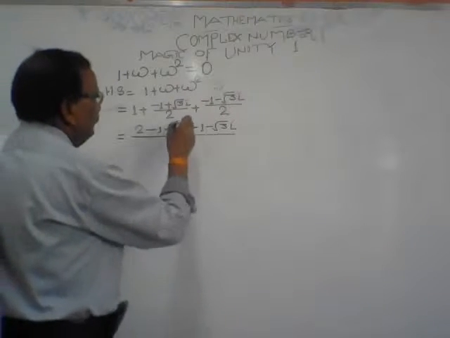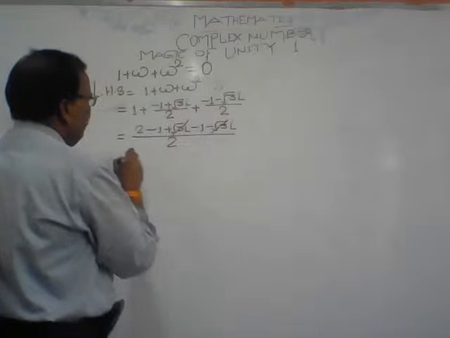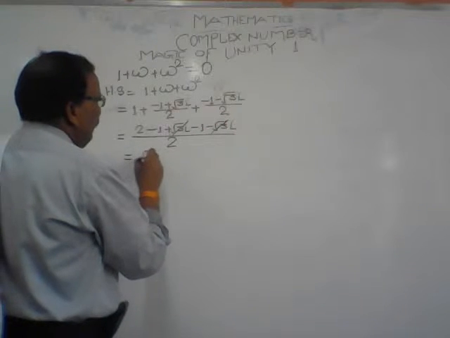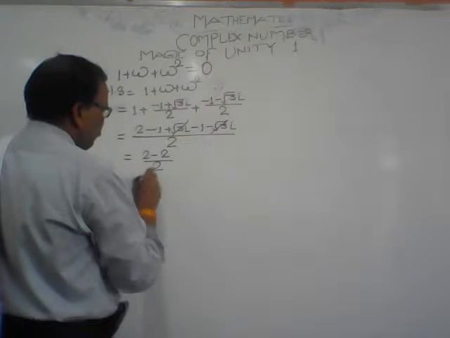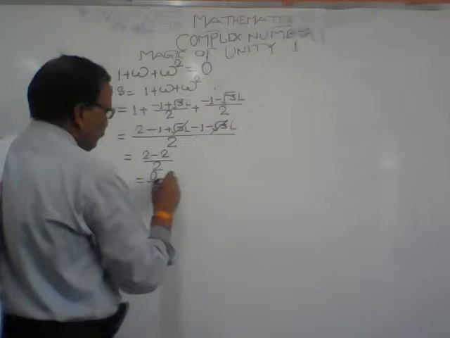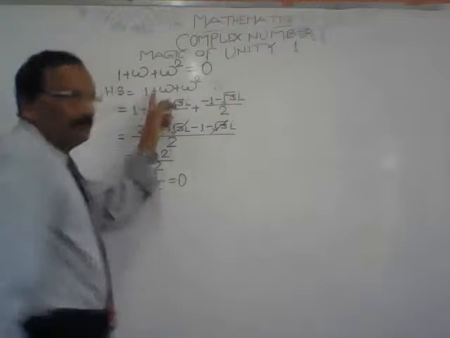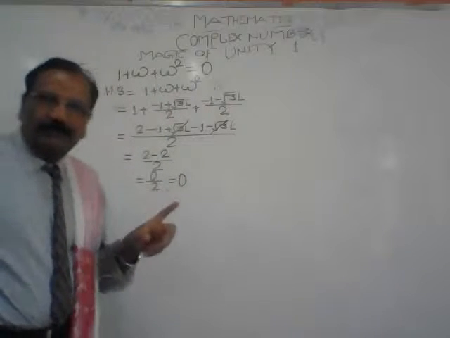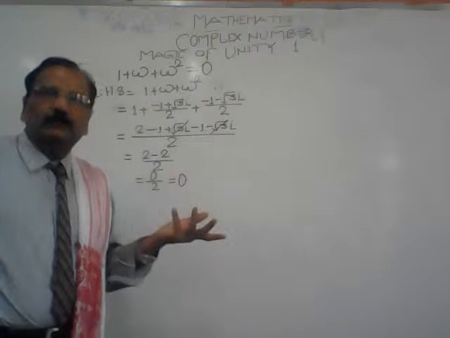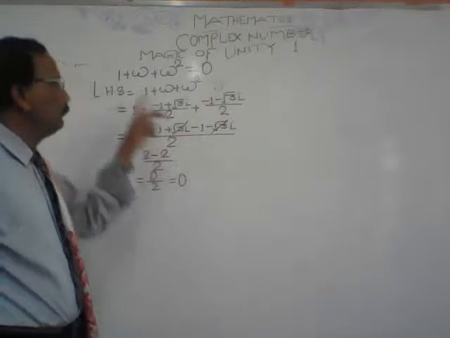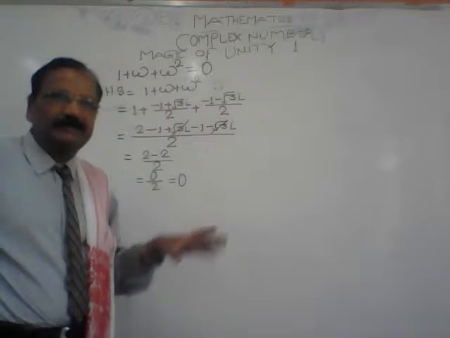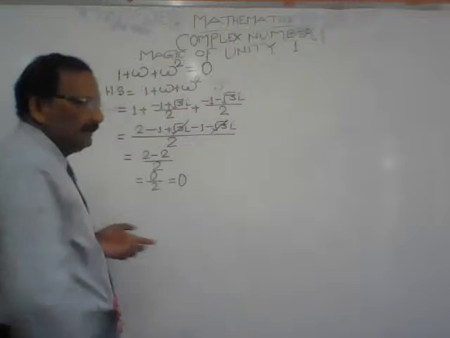Then this will cancel. This is equal to (2 minus 2) upon 2, which is 0 upon 2, which is equal to 0. The sum of all three cube roots of unity is equal to 0. It means 1 plus omega plus omega square is equal to 0, which is the RHS.